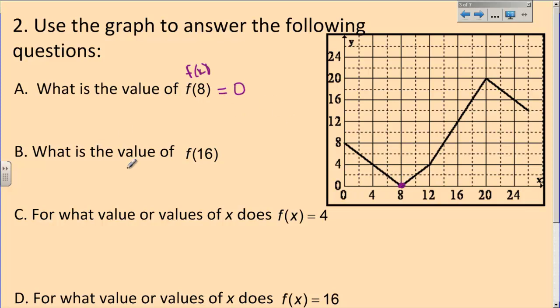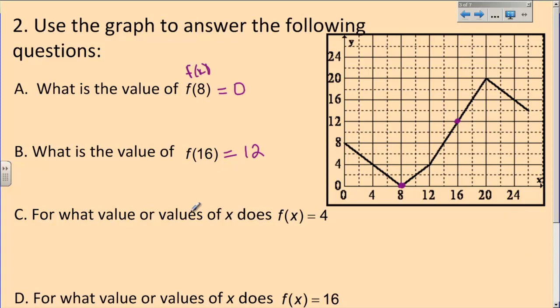That's all they're asking. So the next one, they want the value of f of 16. Well, right here, when x is 16, there's where my graph is at x equals 16. So if I go over here to the y-axis, y equals 12. So when they're asking this, they're basically saying, what does y equal when x is 16? And all you have to do is look at the graph and use the graph to answer.